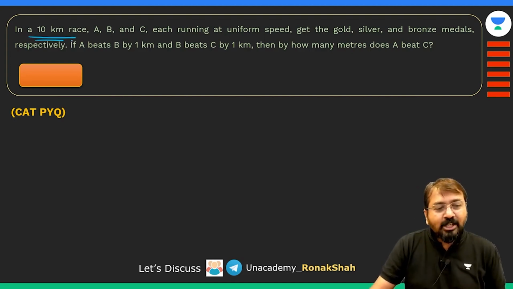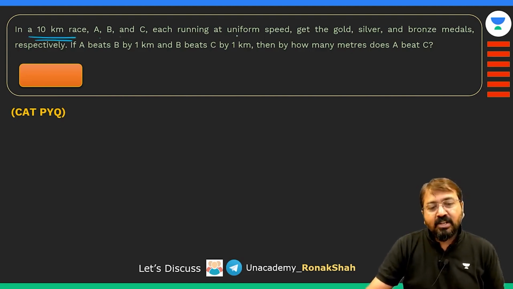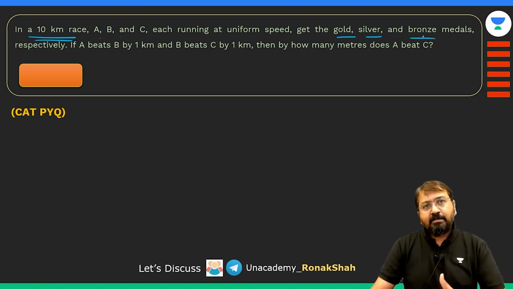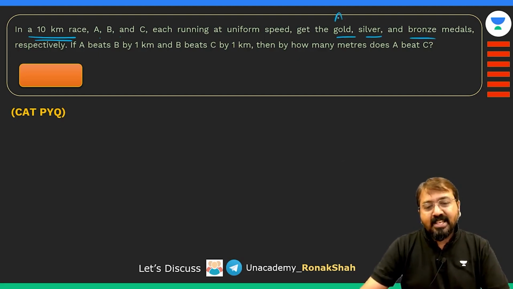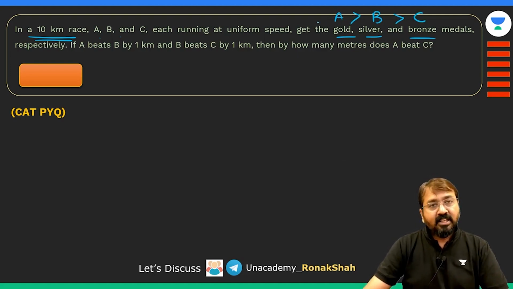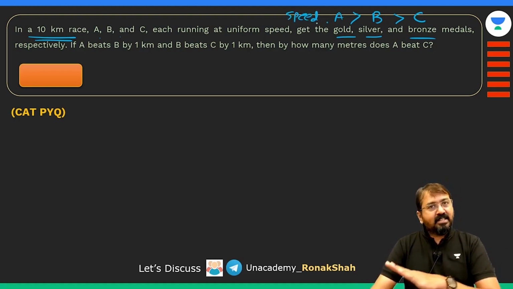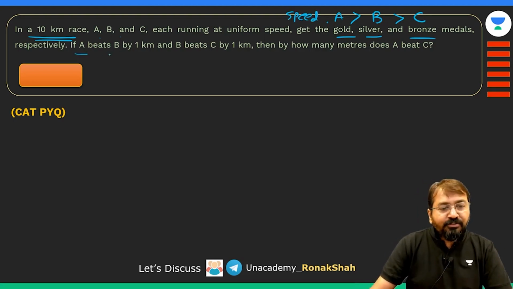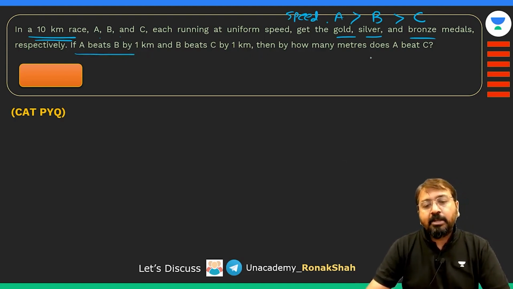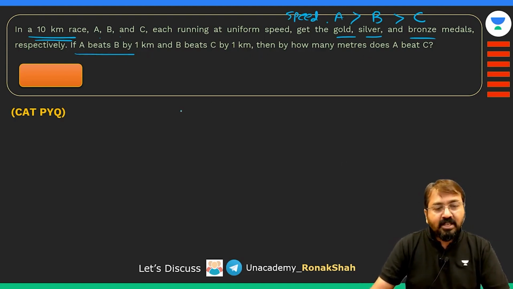So in a 10-kilometer race, A, B and C, each running at a uniform speed, get gold, silver and bronze medals. Now what do we get based on this? Can I say A is the fastest runner, then comes B and then comes C. So this is the relationship of the speed. A is the fastest, C is the slowest. If A beat B by 1 kilometer and B beat C by 1 kilometer, then by how many meters will A beat C? It's a very easy question.